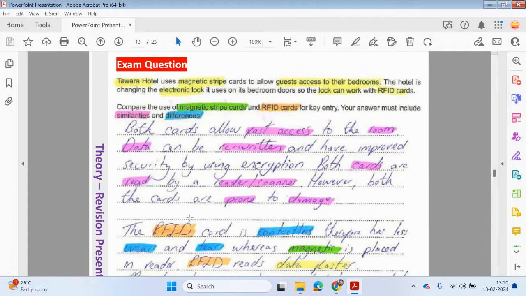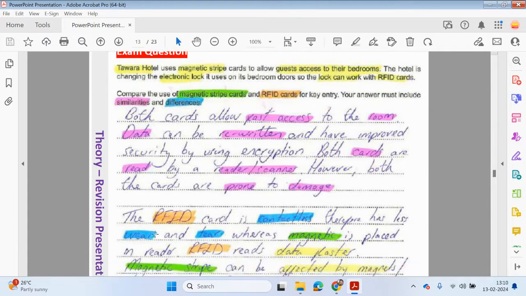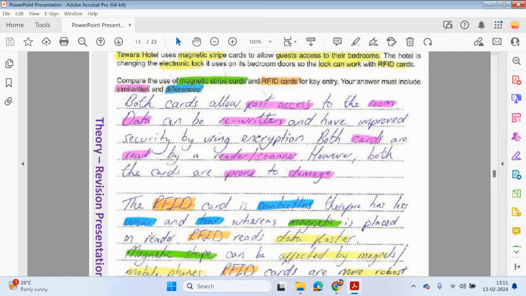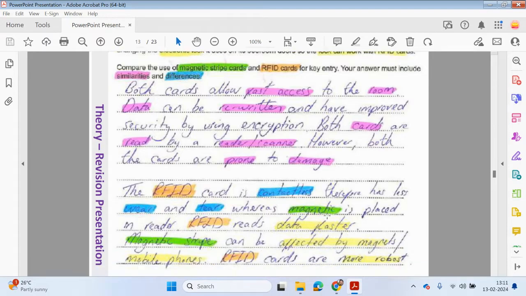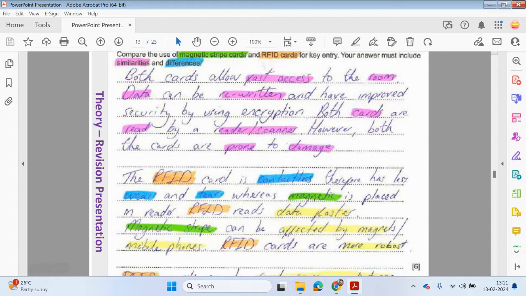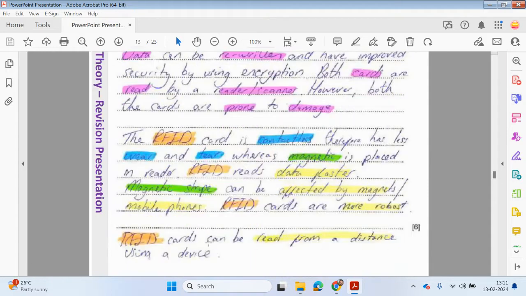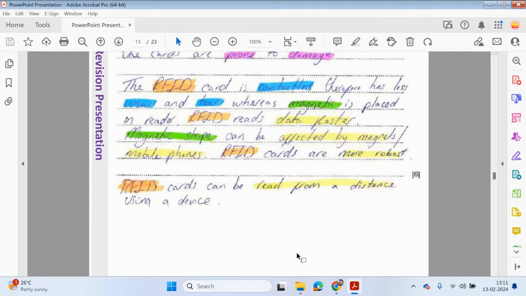However, both the cards are prone to damage. The RFID card is contactless, therefore has less wear and tear, whereas magnetic is placed in a reader. RFID reads data faster. Magnetic strip can be affected by magnets, mobile phones. RFID cards are more robust. RFID cards can read from a distance using a device.